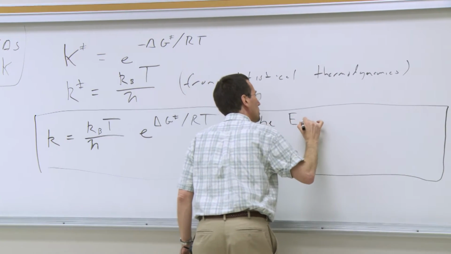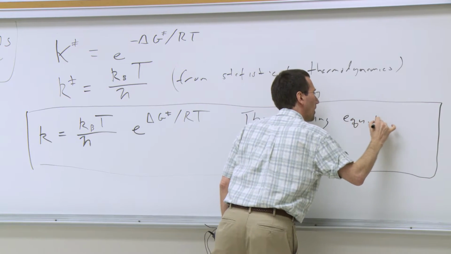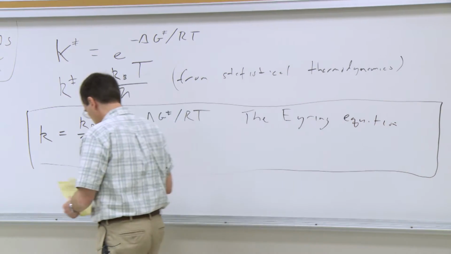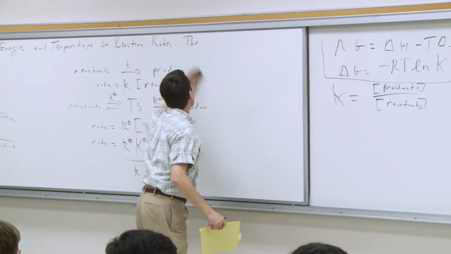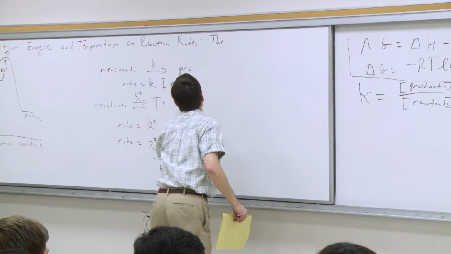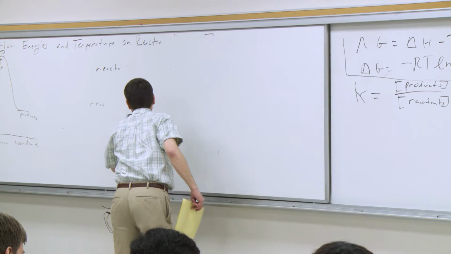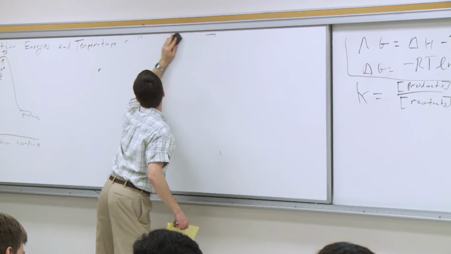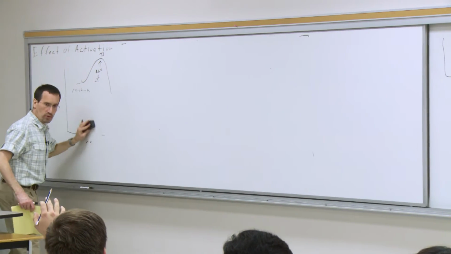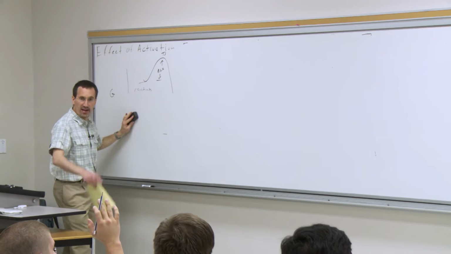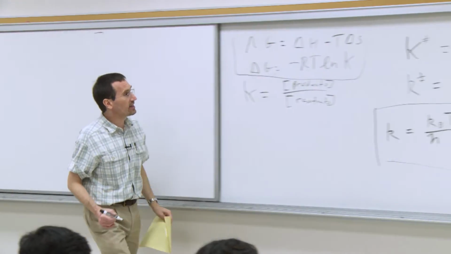The Eyring Equation. I find this a very useful tool in thinking about how warming a reaction or cooling a reaction affects the rate. Yes? Should there be a negative in front of the delta G? Oh, thank you. Negative delta G.